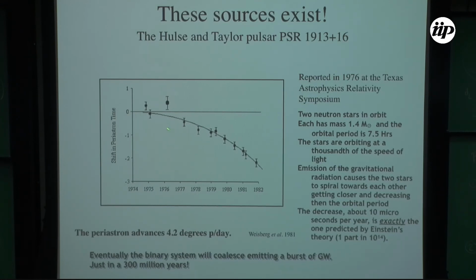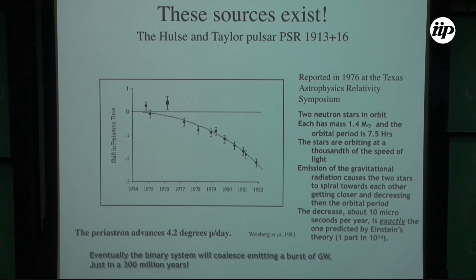You probably know a lot of this. Let me just mention a few results. These results are obviously reported later because they go until 1982, but the system was reported in 1976. But the studies that showed that the orbit was decaying, and was decaying at the rate predicted by general relativity for a system emitting gravitational waves, were done later.